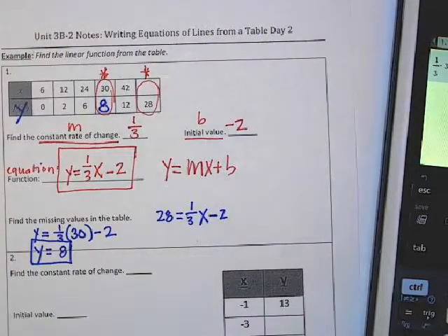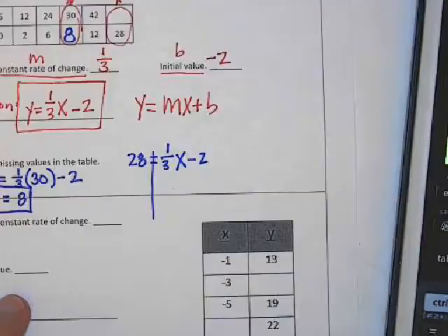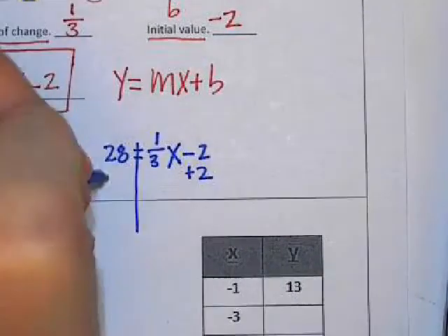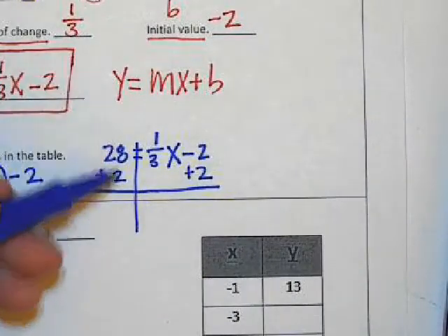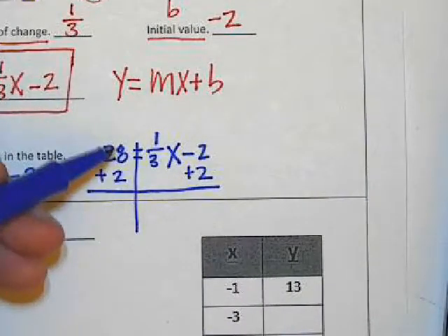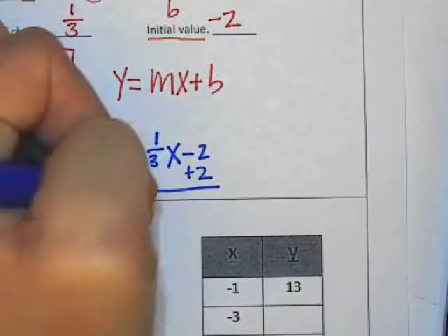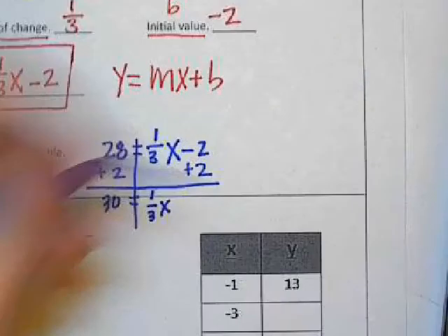Okay, we're going to do it by hand first because we have to show our work. So draw your line. I need to know what x equals. What do I get rid of? The minus 2. How do I get rid of it? Add 2 to each side. Can I combine 28 and 2? Yes, they're like terms. What is 28 and 2? 30. 30 equals 1/3 x. The 2's canceled.